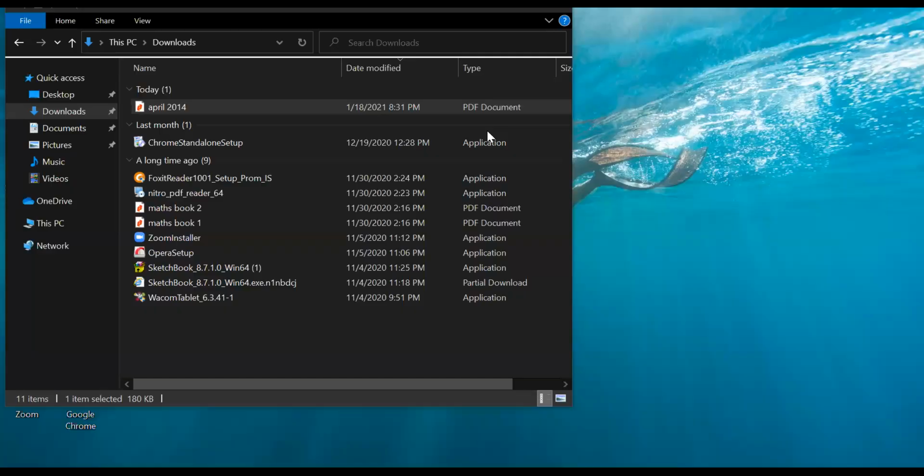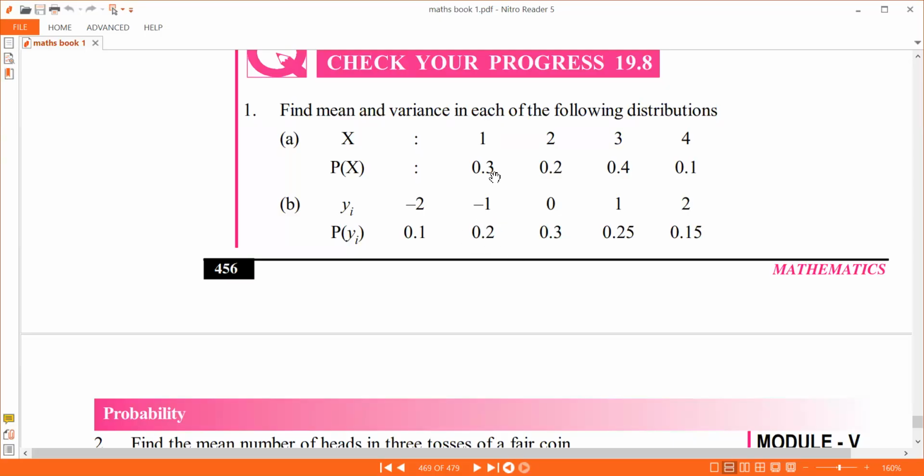So x is 1, 2, 3, 4. This is my xi. So p of x, this is what we have to see. So what is my p of x? So p of x is 0.3, 0.2, 0.4, 0.1.